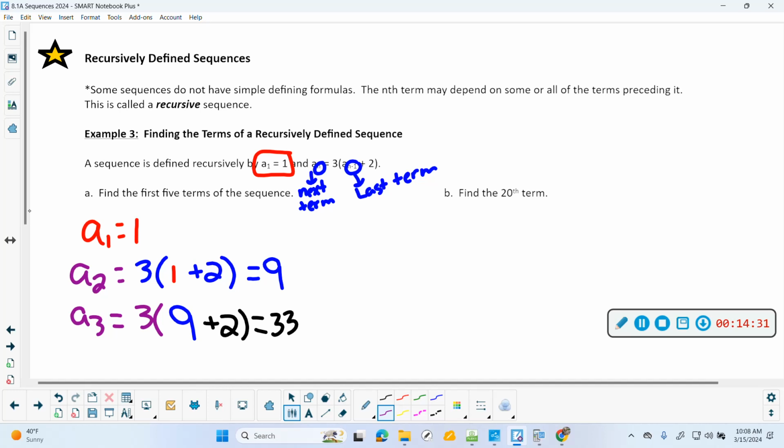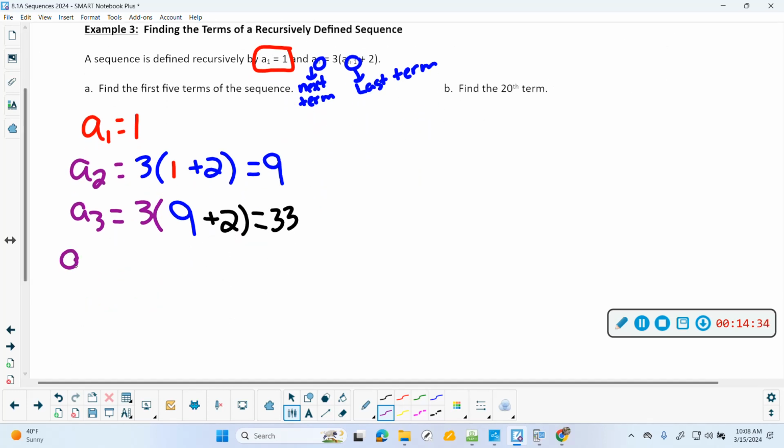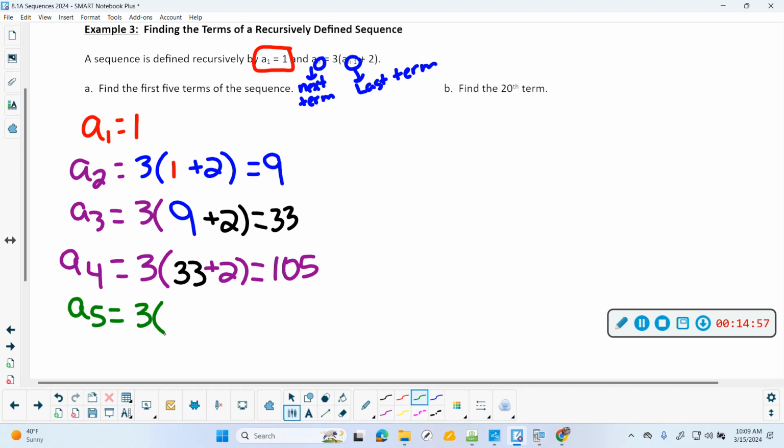So let me just scroll this up a little bit here. I got some room. So my 4th term, of course, is 3 times the last term, which was 33. And now, of course, plus 2. Okay, so what's 3 times 35? You might need your calculator for that. 105. So still easy, but again, like I said, it's the crazy notation that's hard. Okay, so 3 times our last term, 105, and of course plus 2. 321. So what's 3 times 107? I heard it, Ben said it, right? 321. You got it.